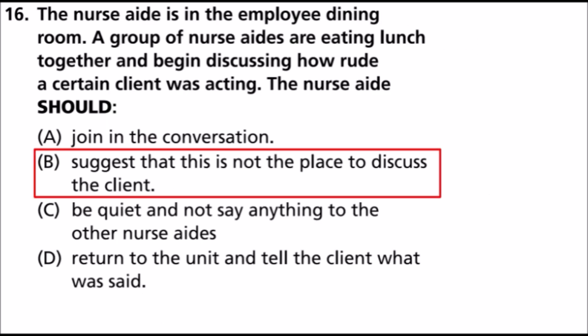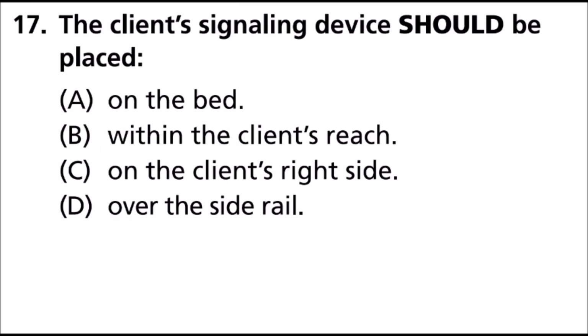The correct answer is B. Suggest that this is not the place to discuss the client. 17. The client signaling device should be placed A. On the bed. B. Within the client's reach. C. On the client's right side. D. Over the side rail.